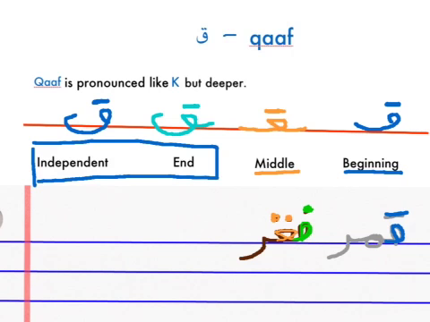At the end, in its connected form, it comes like this in the word rafiq, which means friend. An example for independent form is the word fawq, which means above.